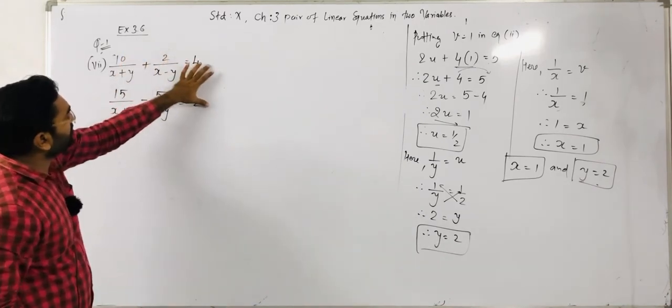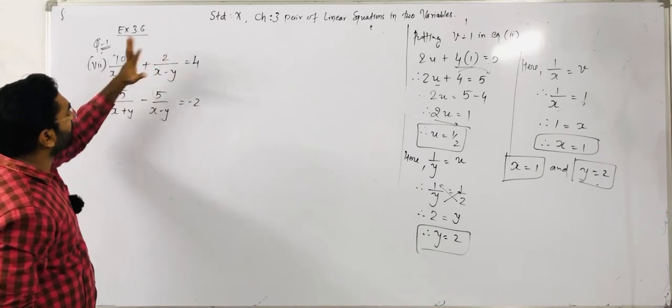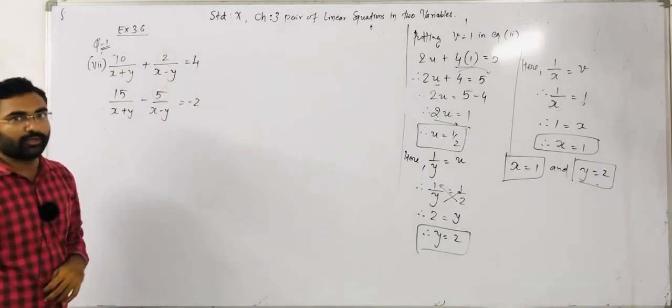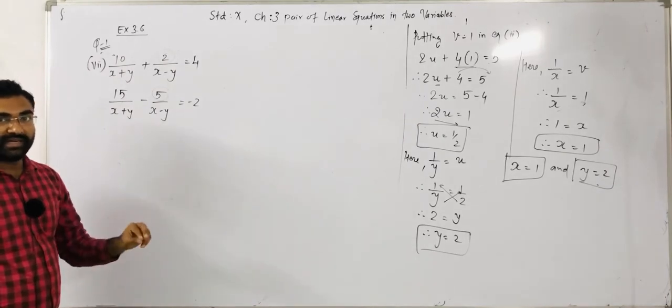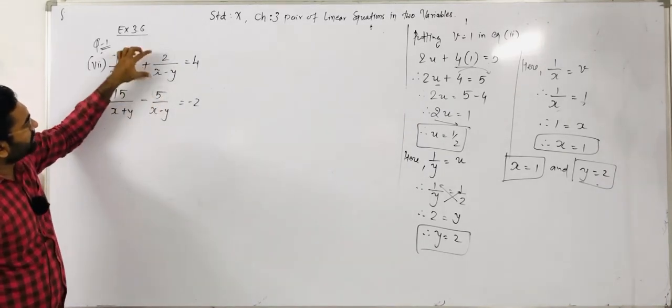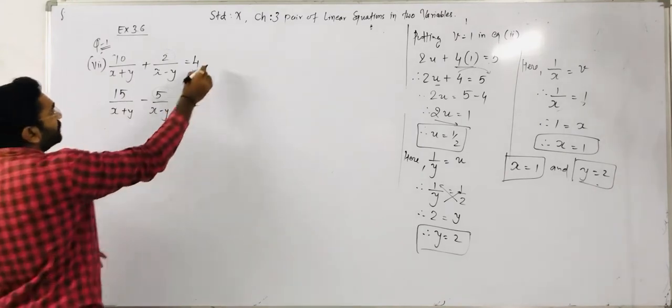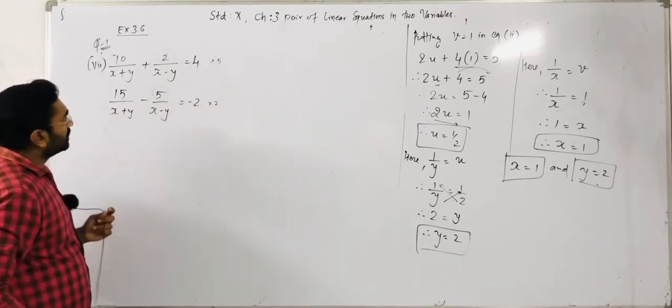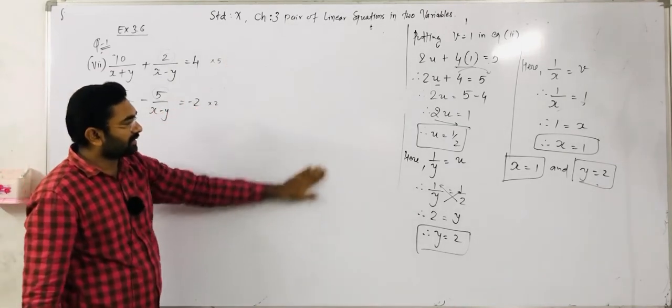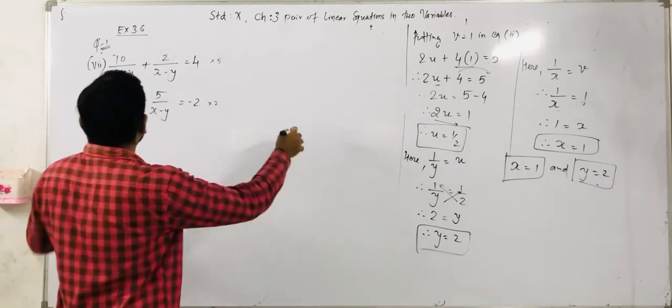For that, one equation we need to multiply by 5 and the other equation we need to multiply by 2. So its coefficient becomes 10. The coefficient of 1 upon x minus y becomes 10 if you multiply one equation by 5 and the other by 2. Okay, so this is a shortcut method, a very short method.